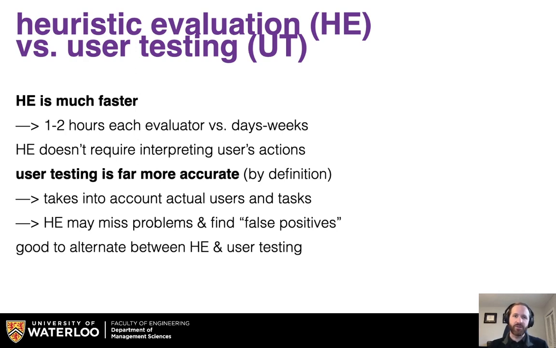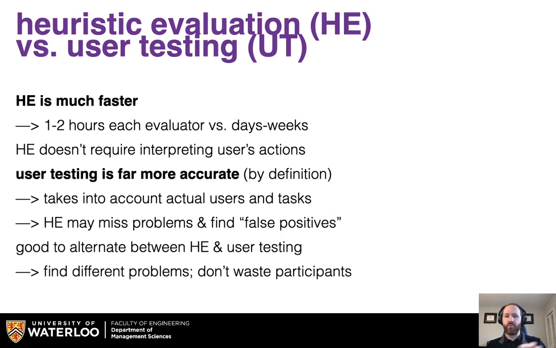A good idea is to alternate between heuristic evaluation and user testing. You find different problems, you don't waste your participants, so just keep in mind when you want to allocate your resources and when you should bring in experts for a quick evaluation rather than doing a full user study.